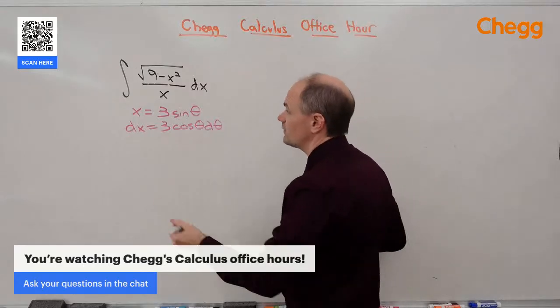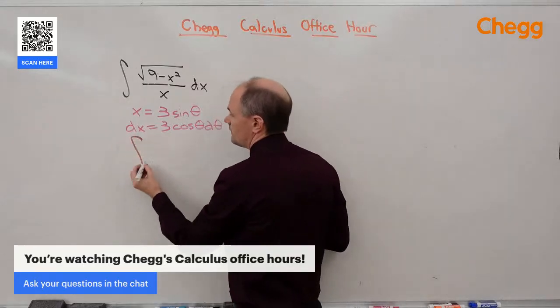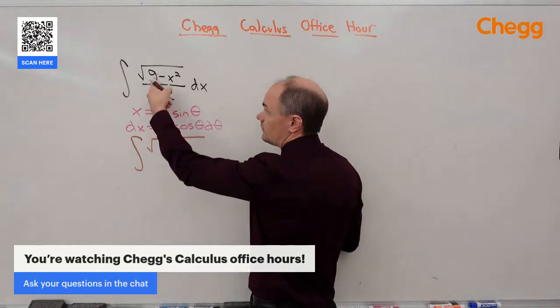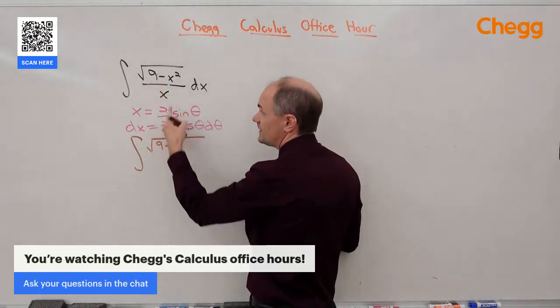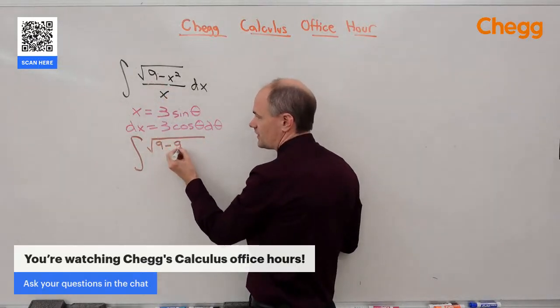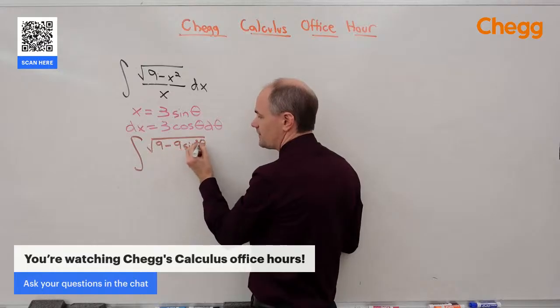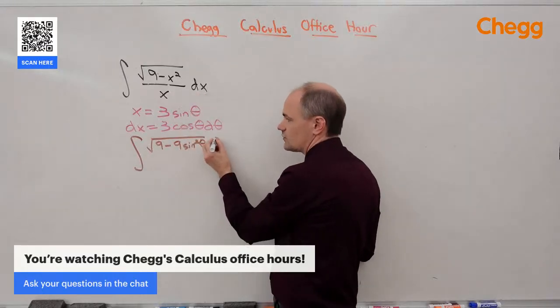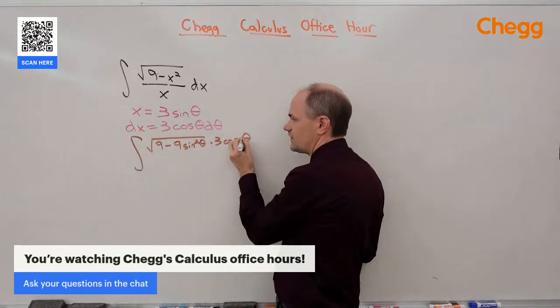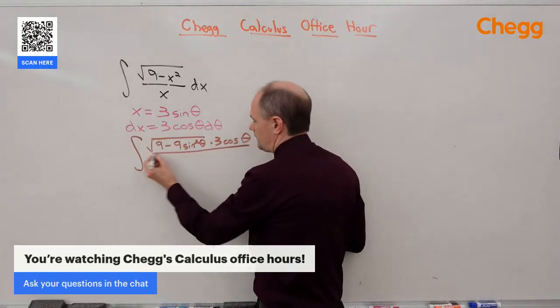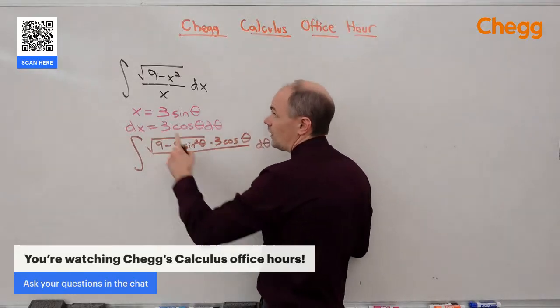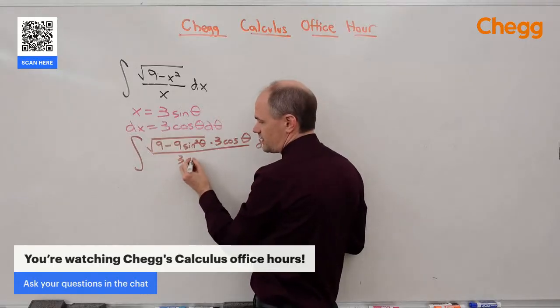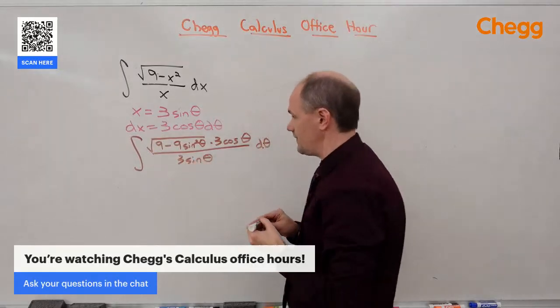So let's rewrite our integral, making that substitution. We've got the 9 minus x squared. If I square x, we get 9 sine squared of theta, times dx, which is 3 cosine of theta d theta, all over an x, which is 3 sine of theta.